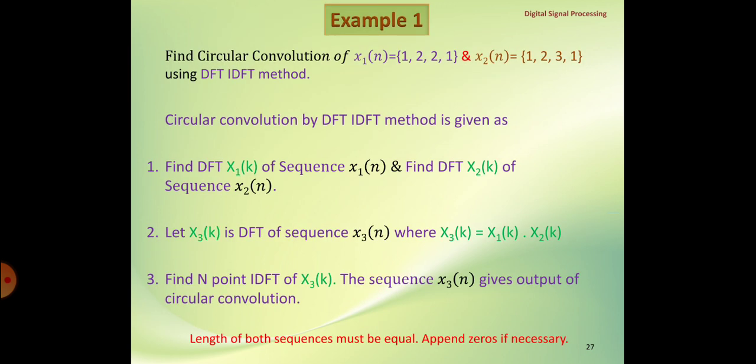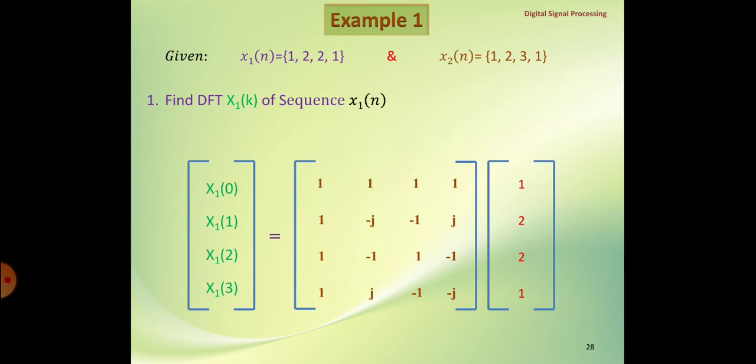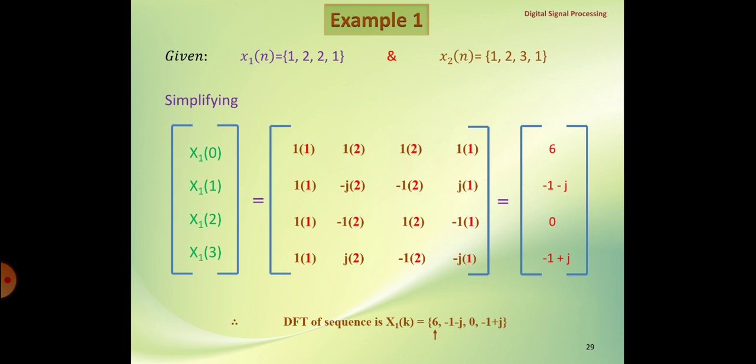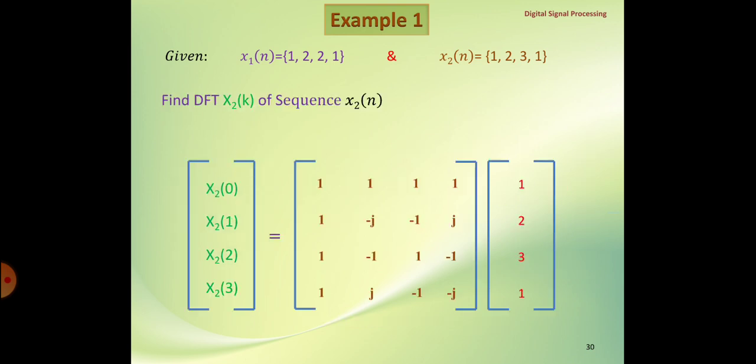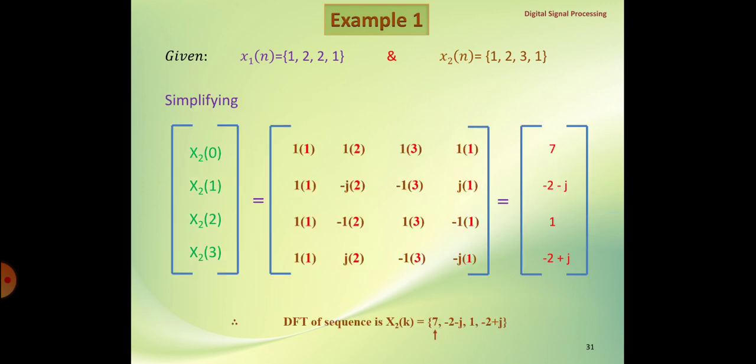So we will see one example, x1 of n is 1 2 2 1, x2 of n is 1 2 3 1. So first step, we have to calculate the DFT x1 of k of x1 of n. For this we are using the transformation matrix for N equal to 4. So multiplying, we will get x1 of k as 6, minus 1 minus j, 0, minus 1 plus j. Next we will calculate x2 of k using the transformation matrix for N equal to 4. Here we will get x2 of k equal to 7, minus 2 minus j, 1, minus 2 plus j.